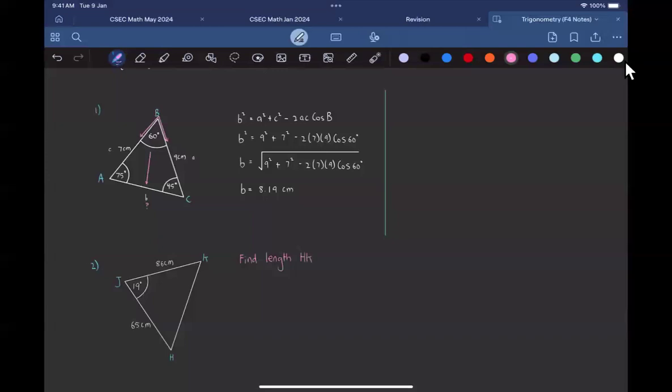Right, so I would like you all to try question 2. Looking good. Try the question.